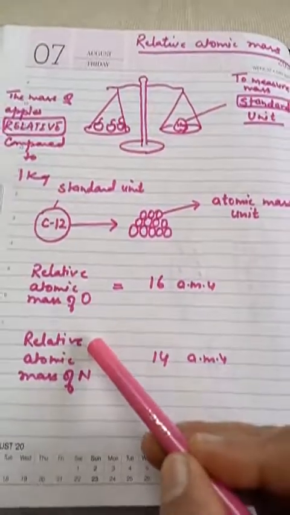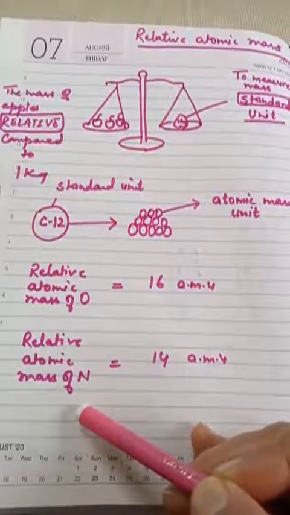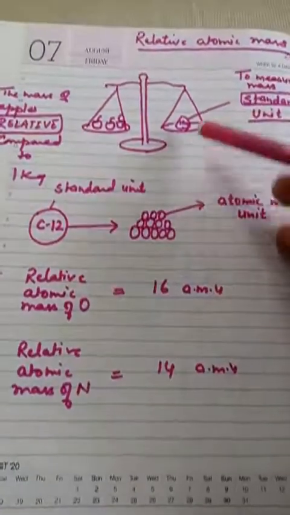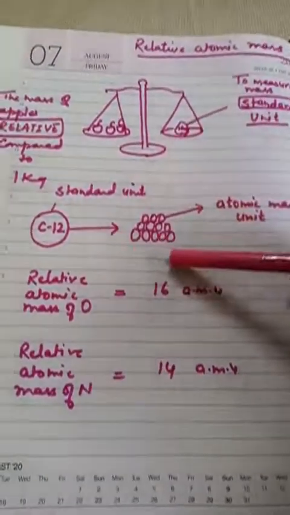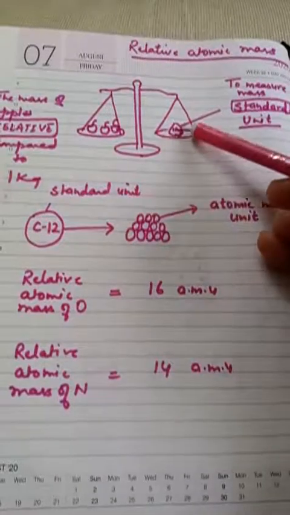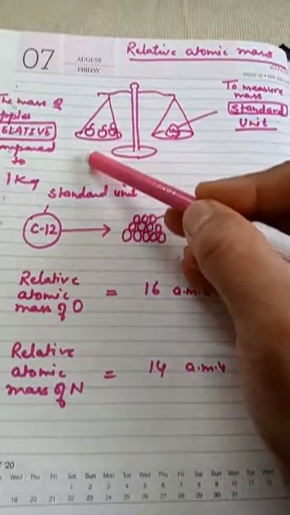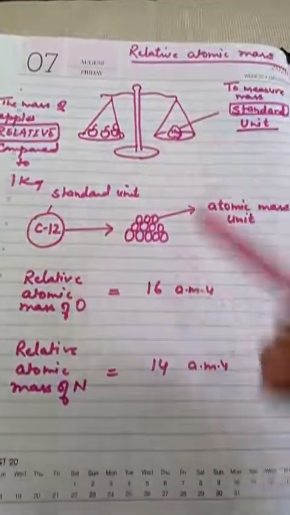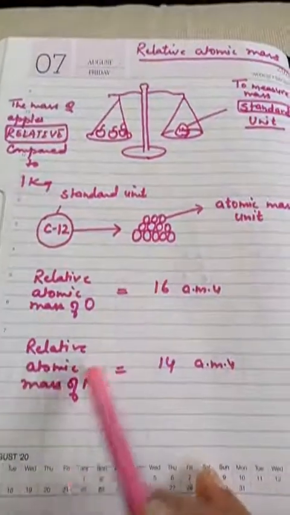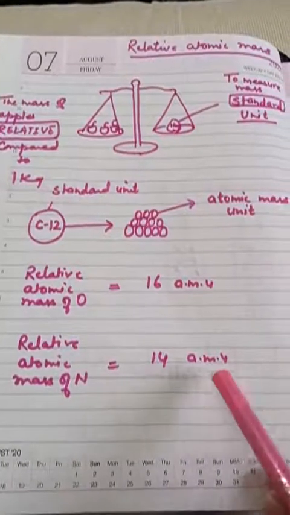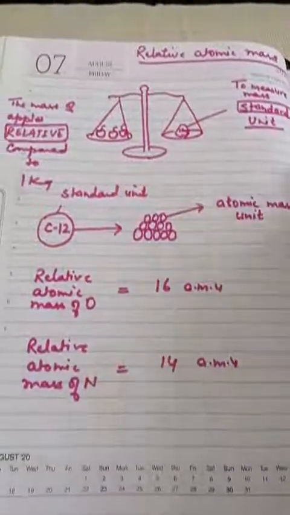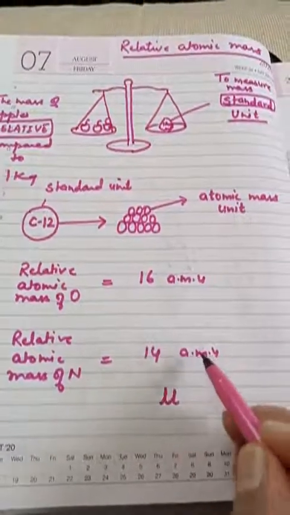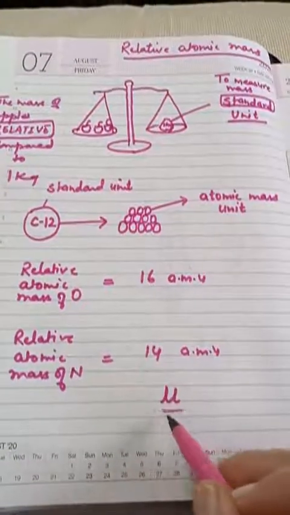Now suppose you want the relative atomic mass of nitrogen. Then you will put one atom of nitrogen here, and here you have to put these units. If you put 12 units here, you will see that this portion is still heavier, so you have to put 2 more units to attain equilibrium. It means that the relative atomic mass of nitrogen is 14 AMU. Now we use the term u instead of writing AMU. It is unified mass.